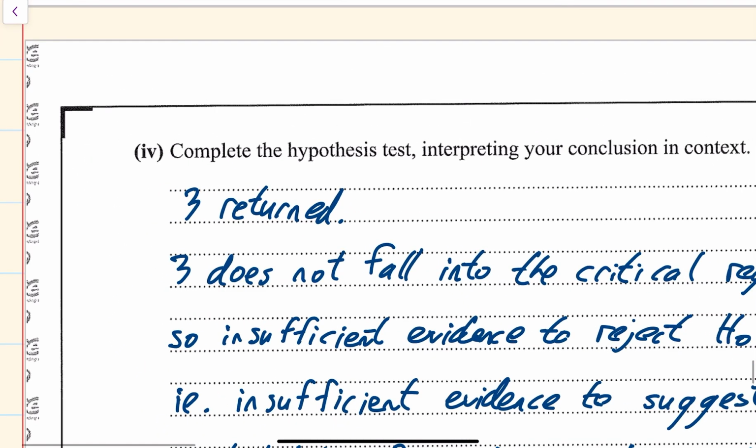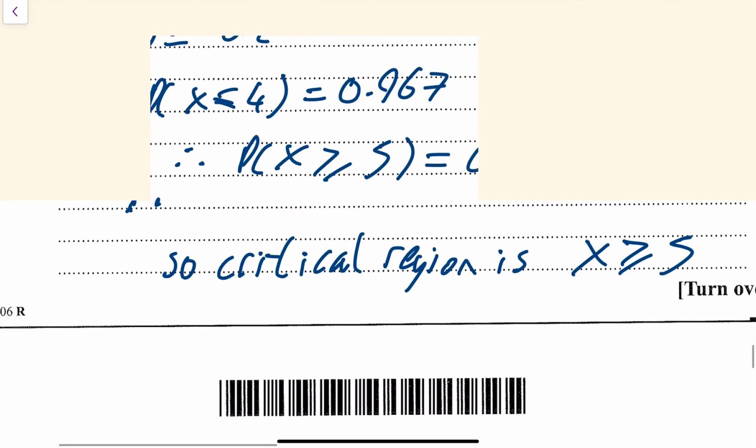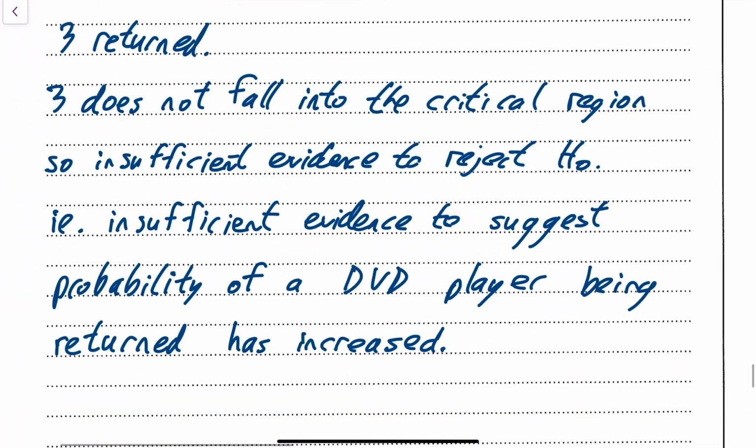Okay, there were 3 returned. So that does not fall into the critical region. Remember our critical region was x is greater than or equal to 5. So 3 returned is not enough. 3 does not fall into the critical region. So insufficient evidence to reject H0, i.e. insufficient evidence to suggest that the probability of a DVD player being returned has increased.